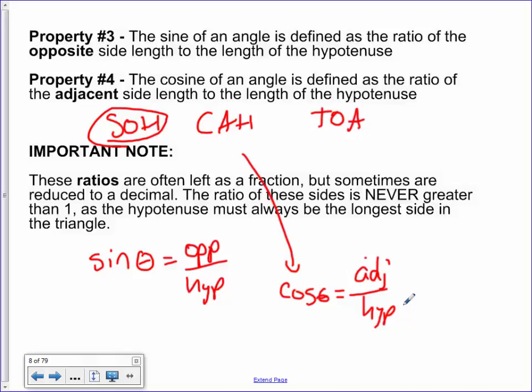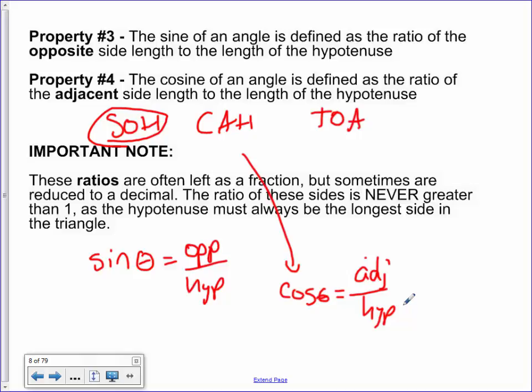Okay, here's my important note. These things are supposed to be ratios. A ratio is another fancy word for a fraction. So sine, cosine, and tan are all ratios, and they can always be reduced to a decimal number if you want. So you need to be fairly comfortable working with either fractions or ratios, whichever one you're given in a question. The last sentence is the most important one, though.